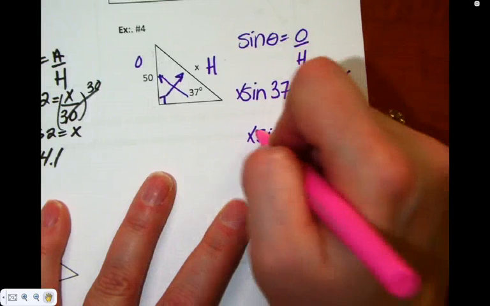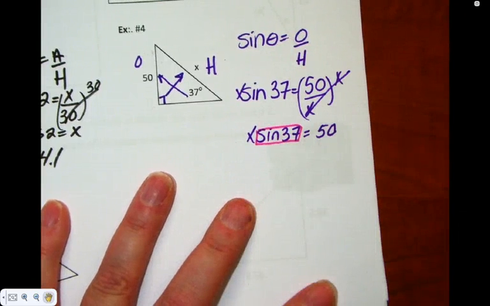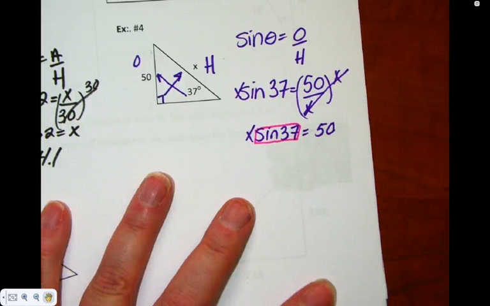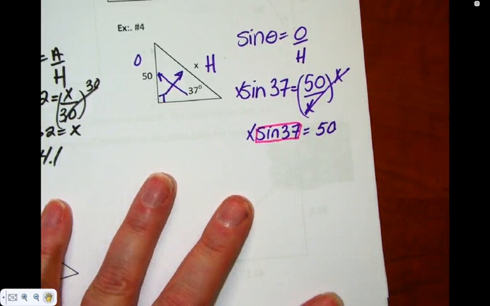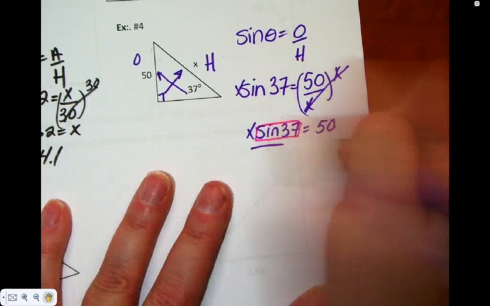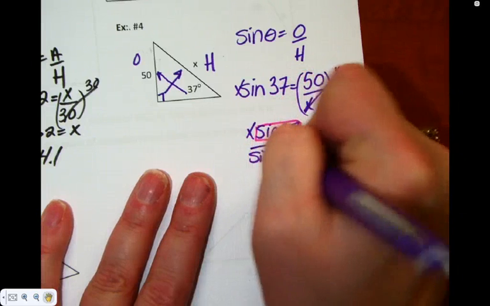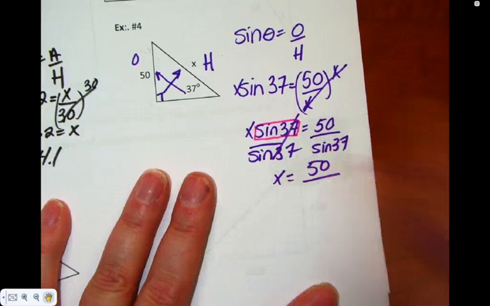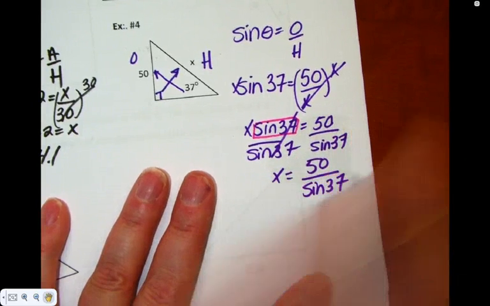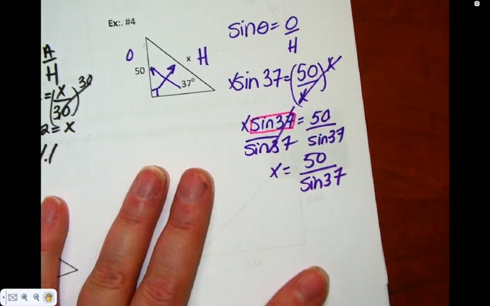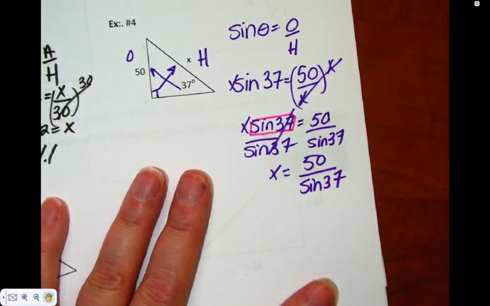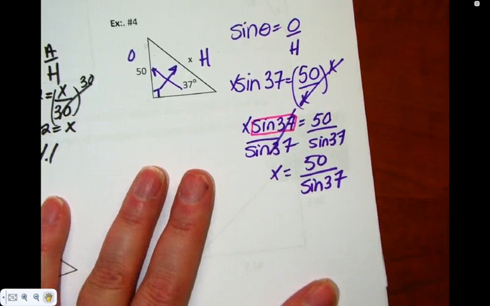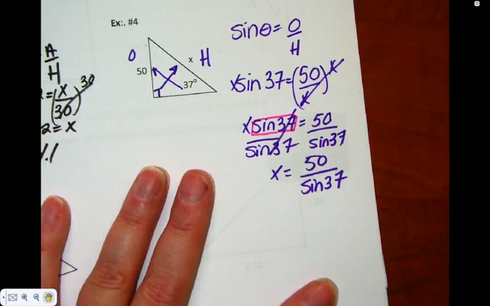Now I want you to box sine 37. Those are stuck together. We can't split up sine and 37. So what's the opposite of multiplying x by sine 37? Dividing. So I'm going to divide by them stuck together. So we end up with x equals 50 over sine 37. Okay, so I multiplied by x to get rid of it on the bottom on the right, and then I divided by sine 37 to get the x by itself.